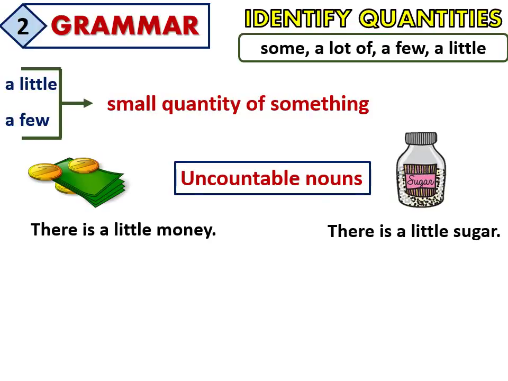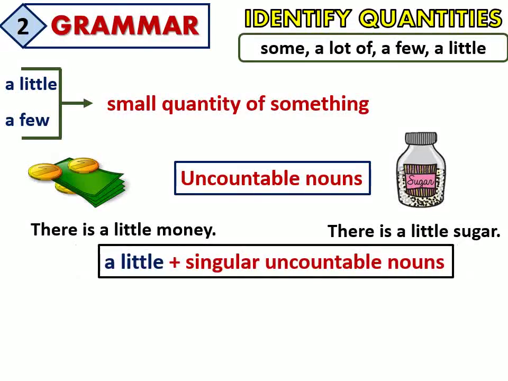So when we have an uncountable noun, we must use a little. We do not use a few. With a little, we have the rule: a little plus singular uncountable nouns. And because it is a singular noun, the verb is also singular. So we have to say there is a little money. We don't say there are a little money. Do you understand? Now repeat after me. There is a little money. There is a little sugar.